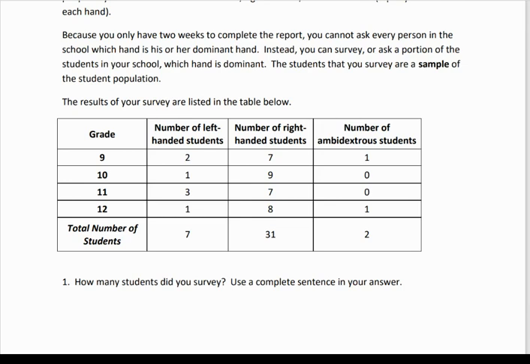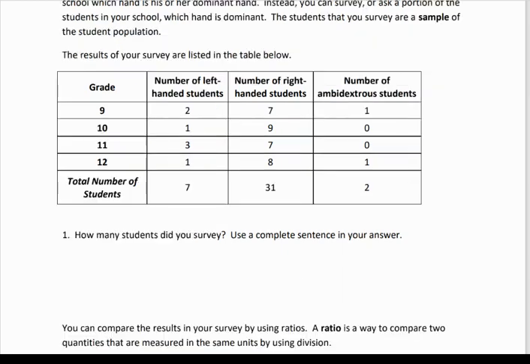Okay, so the first question says, how many students did we survey? So how many overall students, by looking at that chart, did we survey? Did we survey 100 people, 20 people? How many? You can chime in or type in the chat.